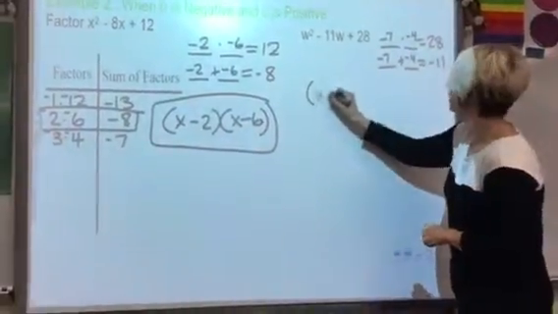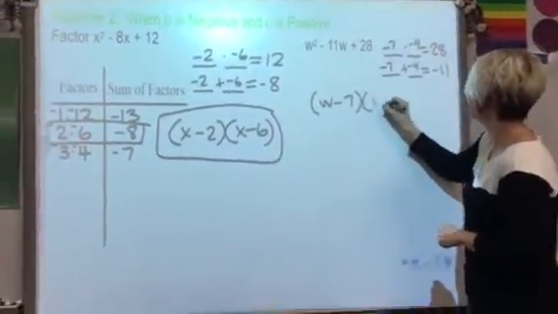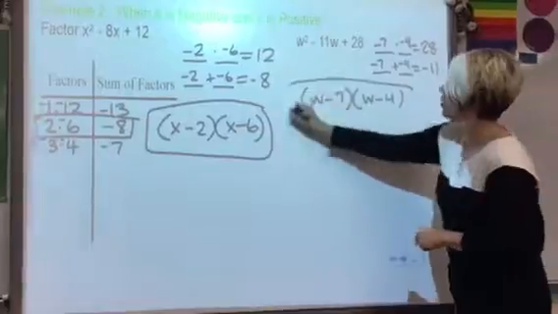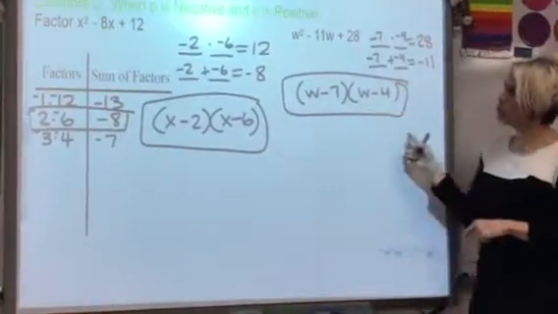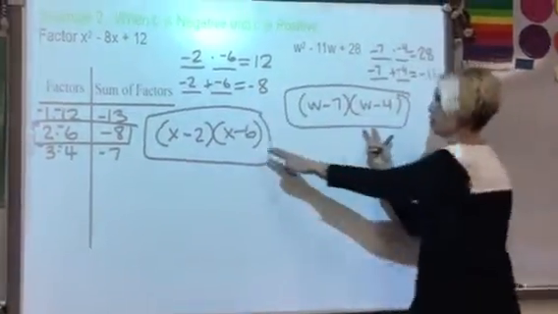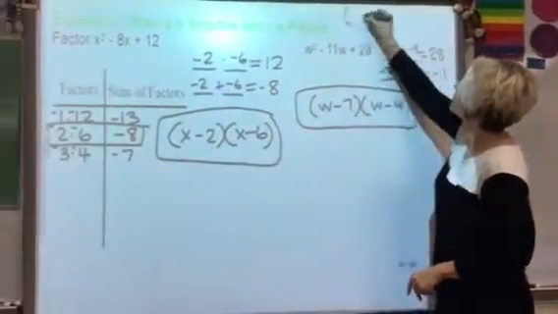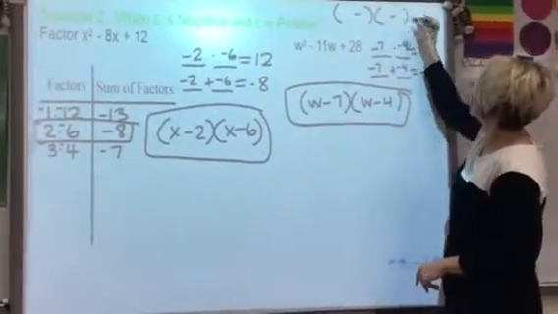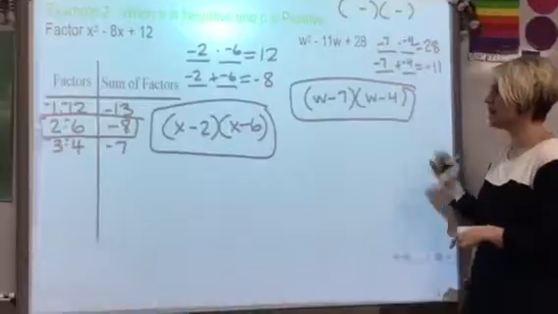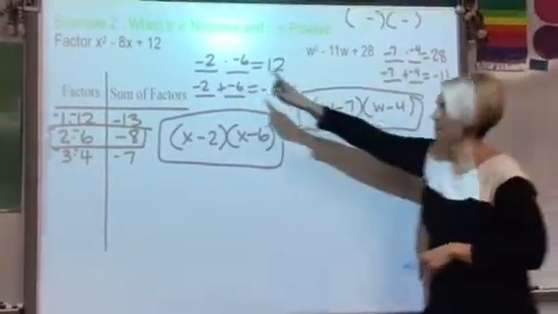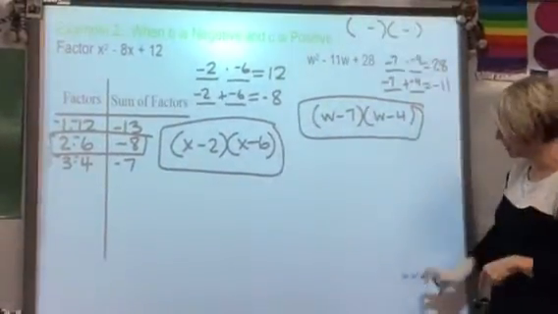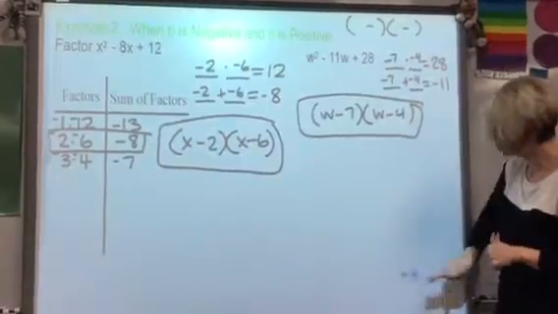So I look at my letter and it's W, so it's W minus 7, W minus 4. Those are my two binomials. What do you notice when that middle term is negative? What do you notice about your binomials? Hey, it's always going to be a minus minus, isn't it? Every single time you're going to have a minus minus relationship. When that middle term is a minus, it's going to be a minus minus relationship on your binomials.